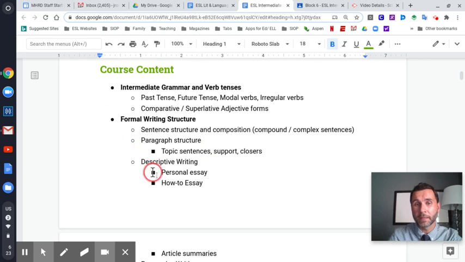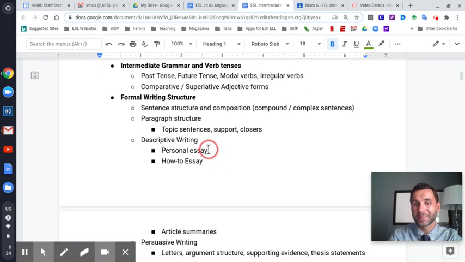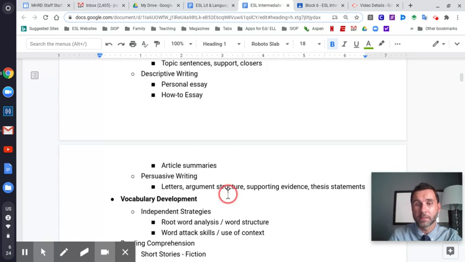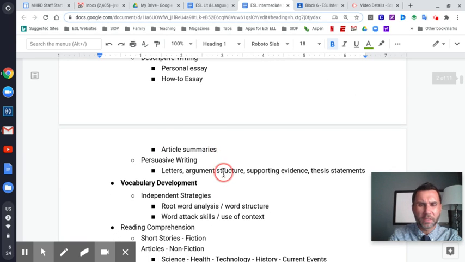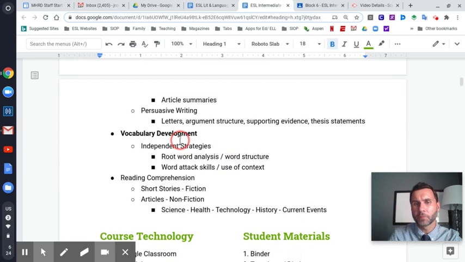The course content here in Intermediate ESL comprises a lot of intermediate grammar, verb tenses. Students learn formal writing structure, from sentence structure and composition to paragraph development, and into things like descriptive writing, how-to essays, personal essays, article summaries, persuasive writing, as well as vocabulary development through reading and reading comprehension.